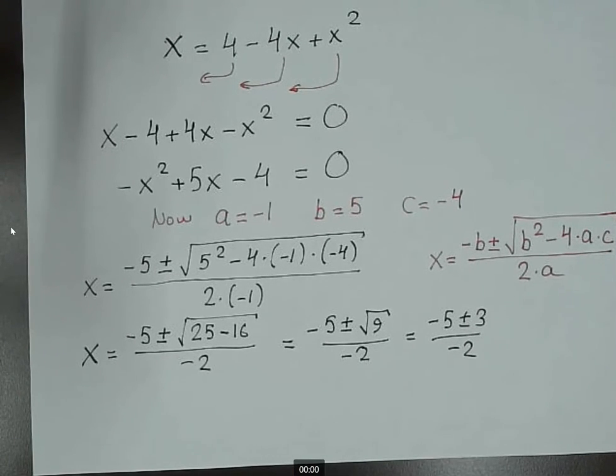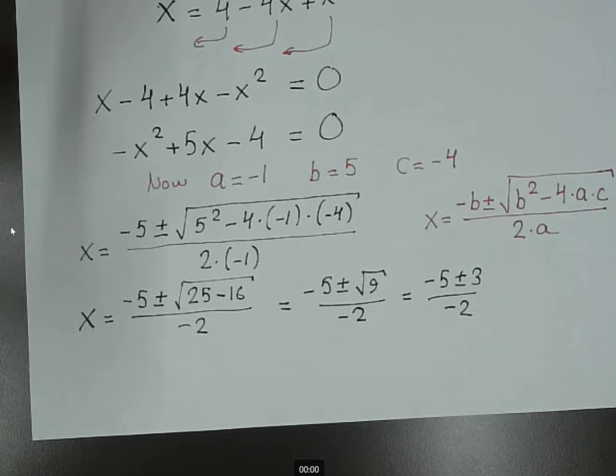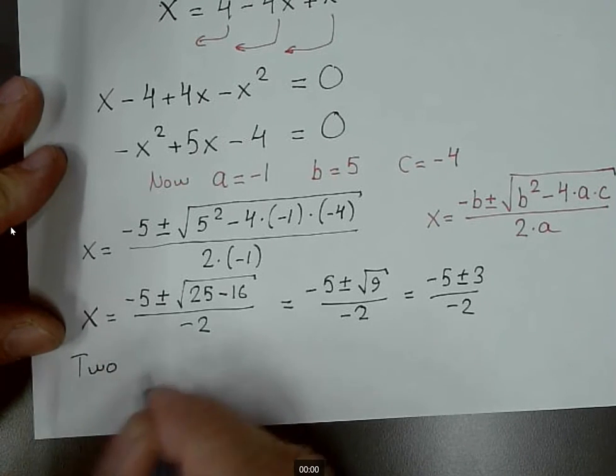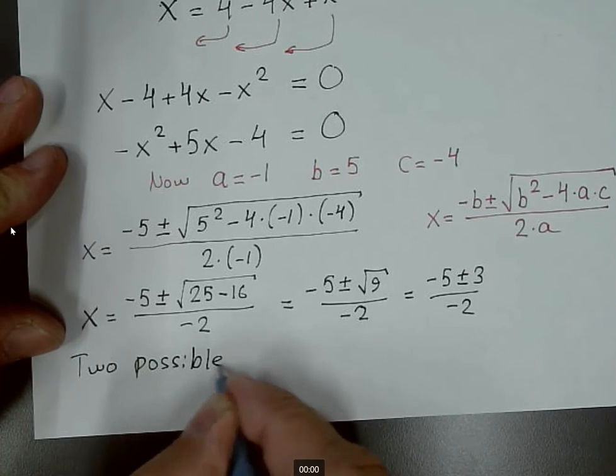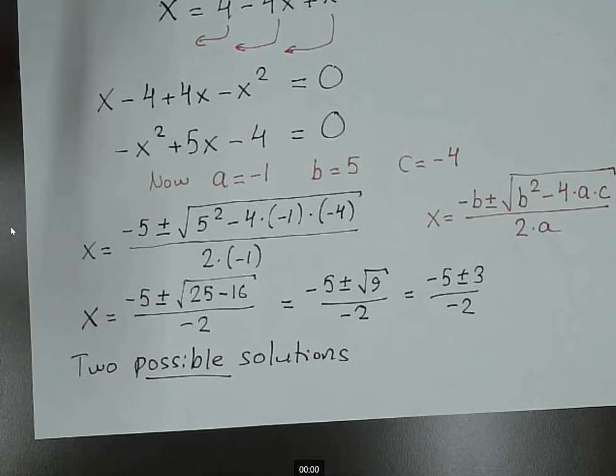In this case, the solution is quite simple. There are only whole numbers in the solution. Two possible solutions. In root equations we have to be very careful, because we may not be 100% sure that these both are solutions for this equation. Let's see what happens now.